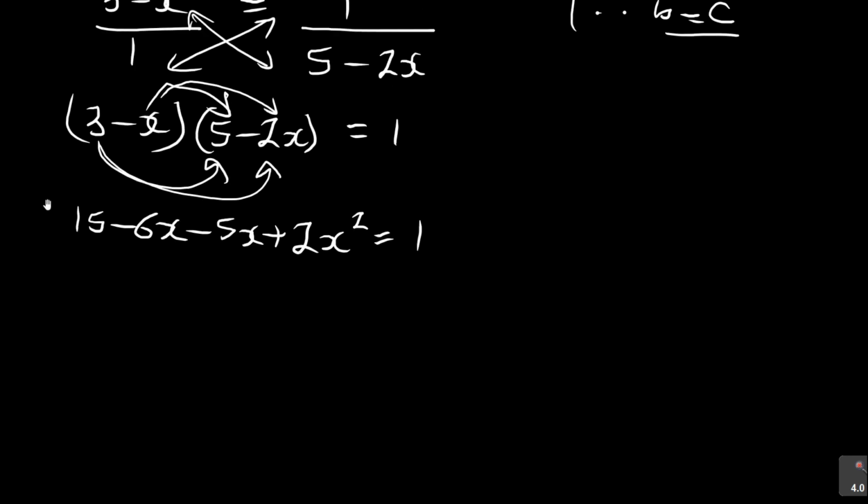Then I need to solve for x quickly here. So what I have is 2x squared, minus 6x minus 5x is negative 11x. And then 15, the 1 will go to this side, it will be 15 minus 1 is plus 14, is equal to 0. So in here I need to find the value of x.